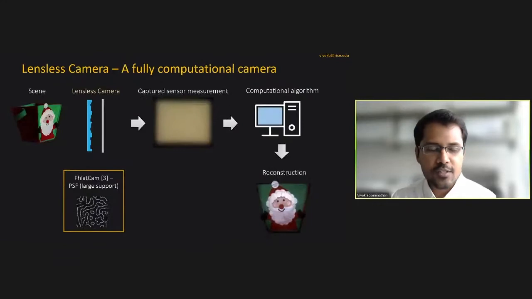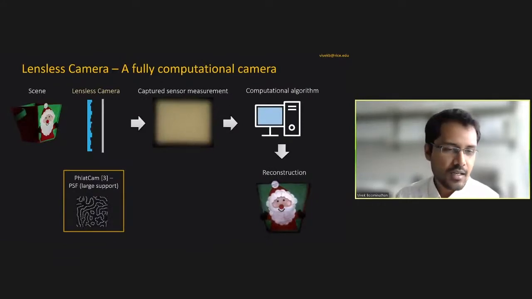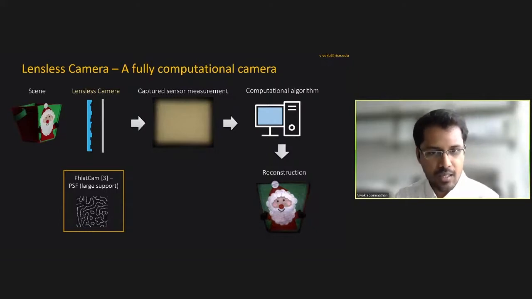But doing so means we need additional requirements. Case in point, when we see the sensor measurement, it's not like an image that we can process. We cannot look at these measurements and say, oh, I see a Santa Claus there. Instead, we need an additional computational algorithm to go back to the image. So in essence, a lensless camera is a fully computational camera.